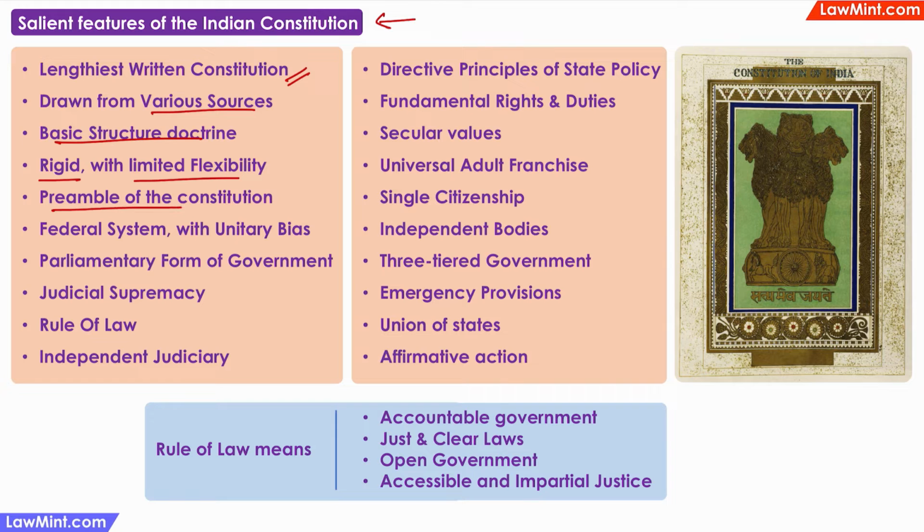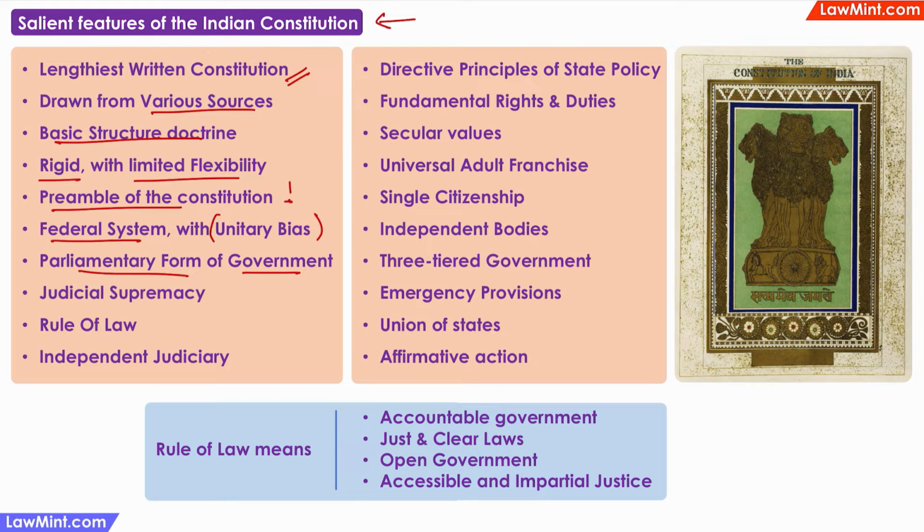And the Preamble of the Constitution, which essentially provides the basic structure, makes it quite unique. It follows a federal system where the power is shared between the center and the states with a unitary bias, which means that to a certain degree the center will still have more power than the states. And it follows a parliamentary form of government.